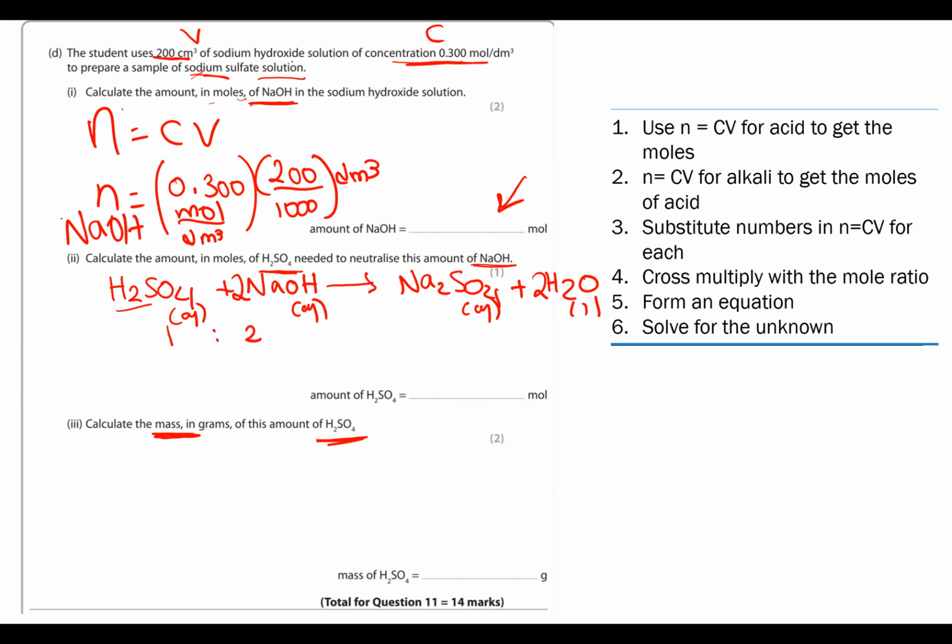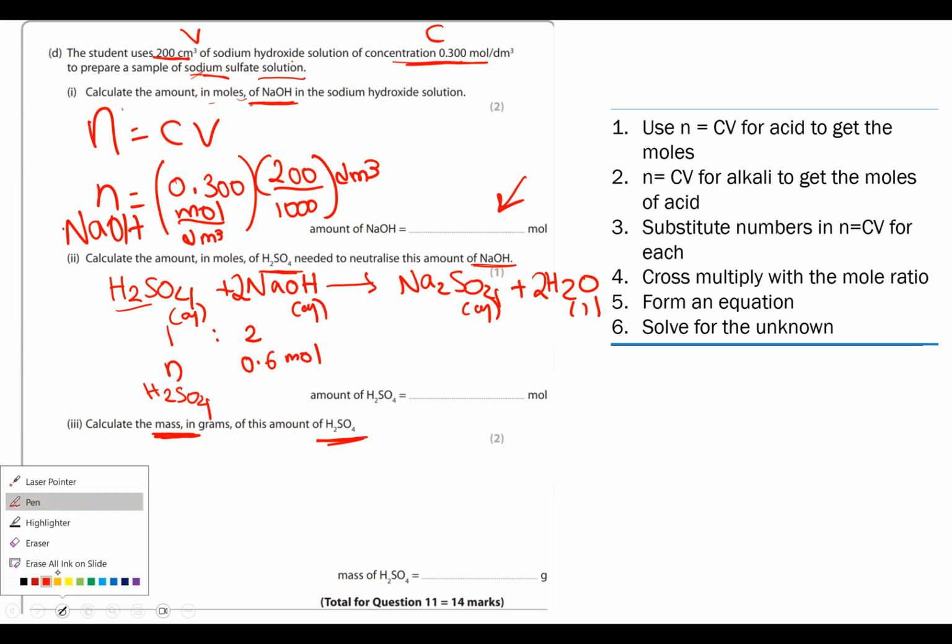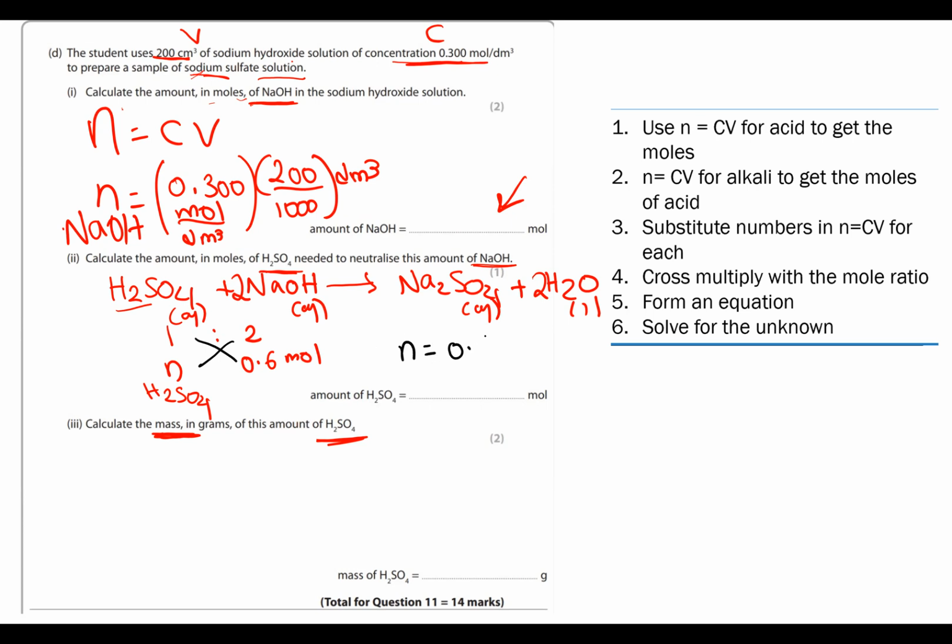If you found these moles of sodium hydroxide, you just substitute them. So that would mean it is 0.6 moles over here. And then you would find your N unknown over here of H2SO4. How would you find it? By cross multiplication. So now N equals 0.6 times 1 over 2, and that would be moles. Therefore, it is 0.3 moles.